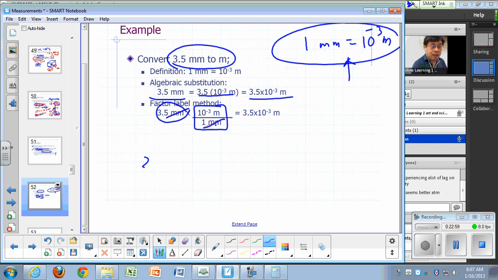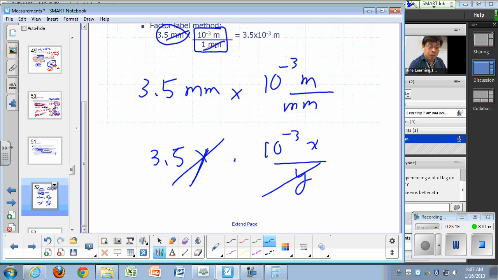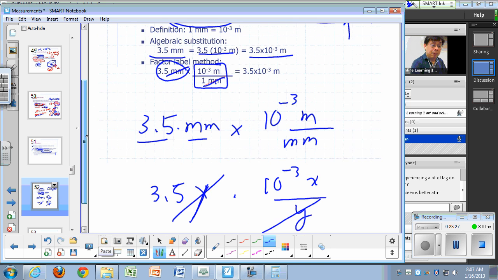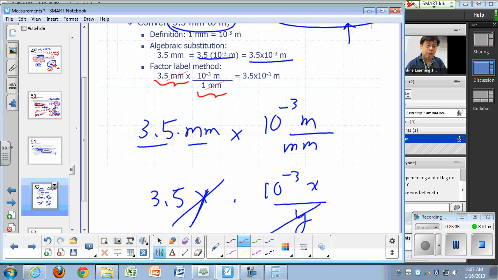This is when you say it's 3.5 millimeter times 10 to the negative 3 meters over millimeter. It's really like saying 3.5y times 10 to the negative third x over y. Your y cancels out. So it's all multiplication. Anytime you attach a number to a unit, it's multiplication that's involved there. Right? So this is the factor label method. You start with the measurement that you know, multiply by a ratio of equivalent amounts so that the unit that you don't want cancels out.